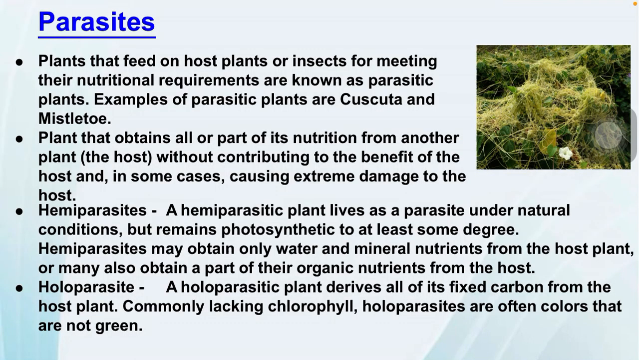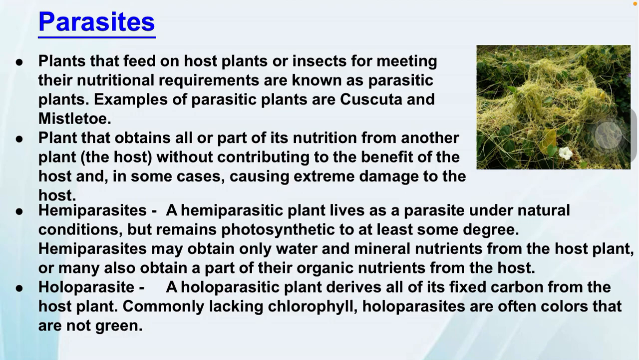Parasites. Plants that feed on host plants or insects for meeting their nutritional requirements are known as parasitic plants. Examples of parasitic plants are Cuscuta and Mistletoe. A parasite is a plant that obtains all or part of its nutrition from another plant without contributing to the benefit of the host, and in some cases causing extreme damage to the host.